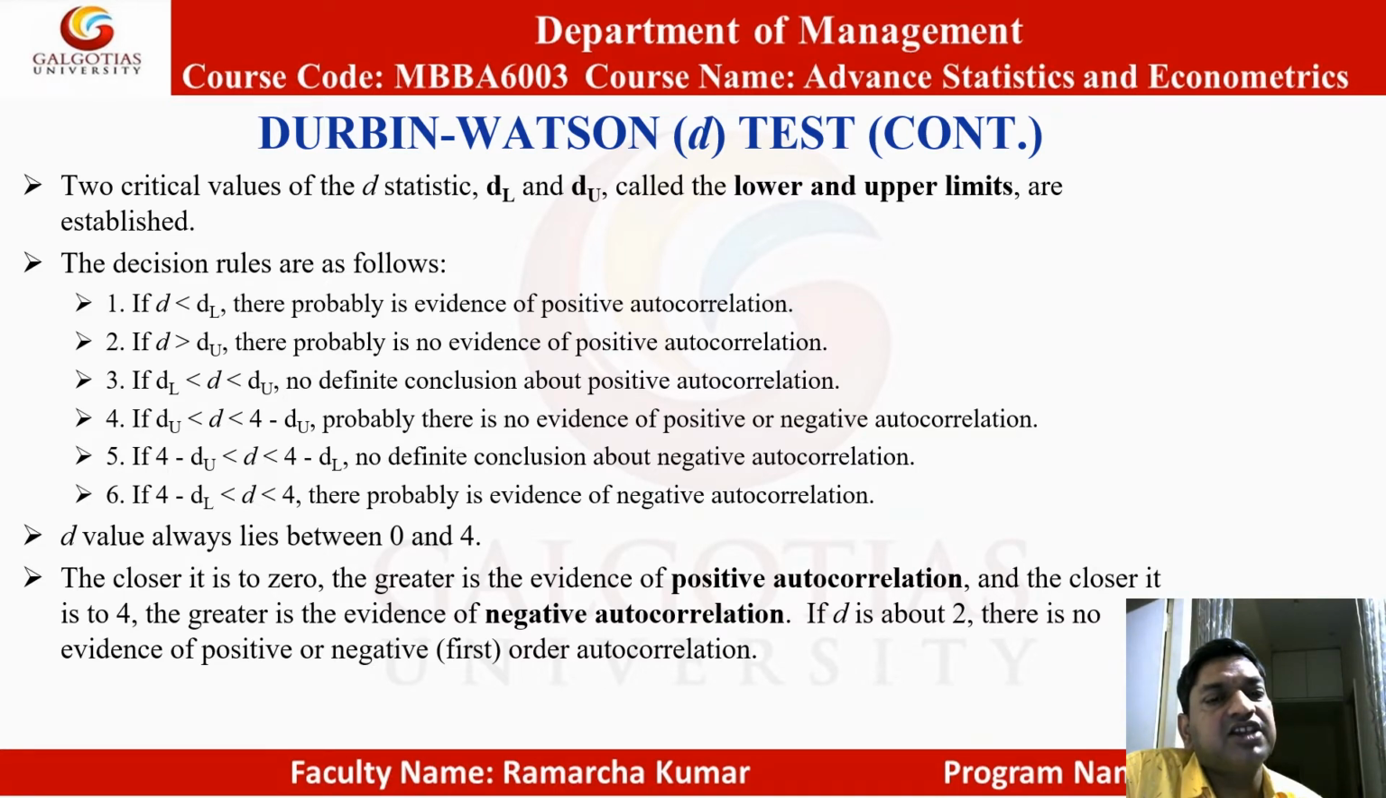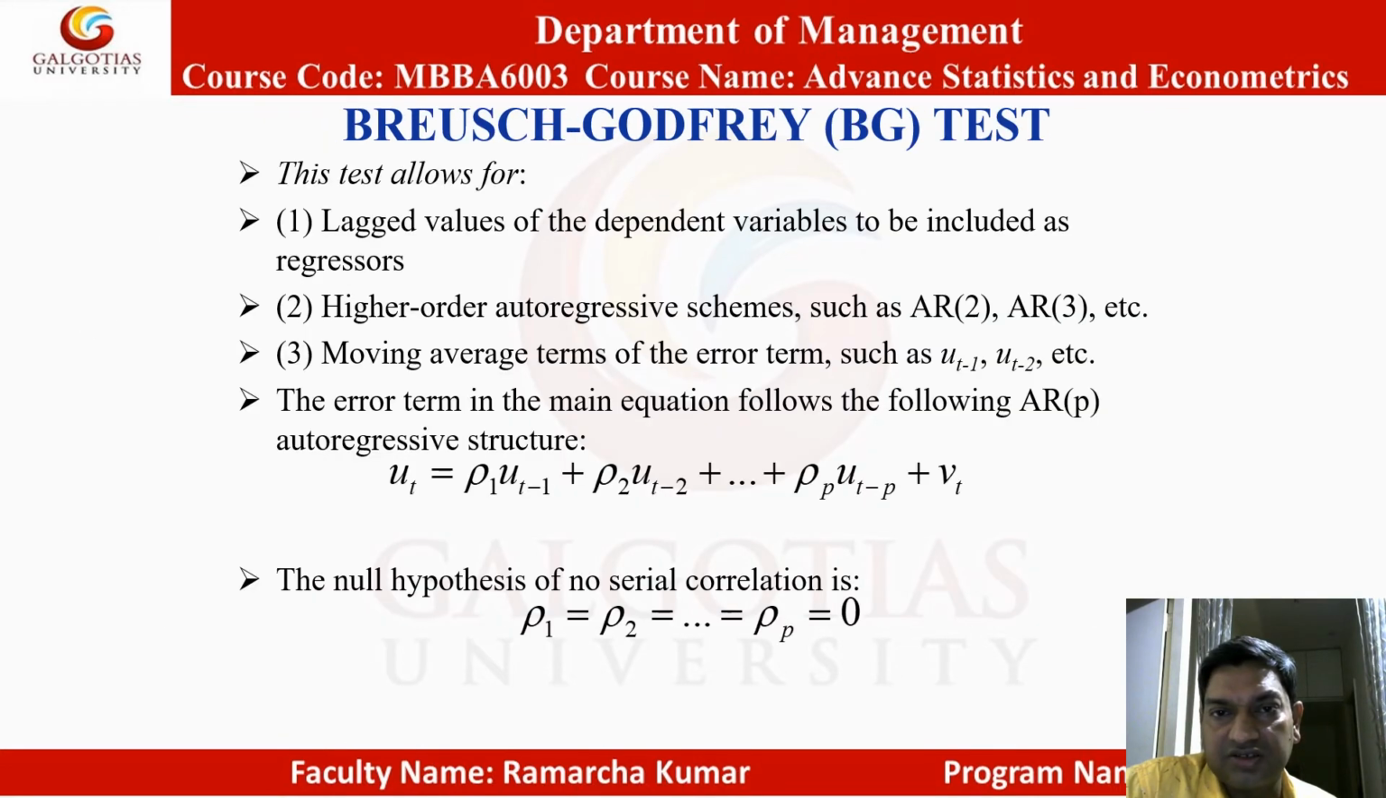The d value always lies between 0 and 4. The closer it is to 0, the greater is the evidence of positive autocorrelation, and the closer it is to 4, the greater is the evidence of negative autocorrelation. If d is about 2, there is no evidence of positive or negative first order autocorrelation. So these are the decision rules. If it is 0, then there is positive autocorrelation. If it is 4, then there is negative autocorrelation. If it is around 2, then there is no evidence of positive or negative first order autocorrelation.